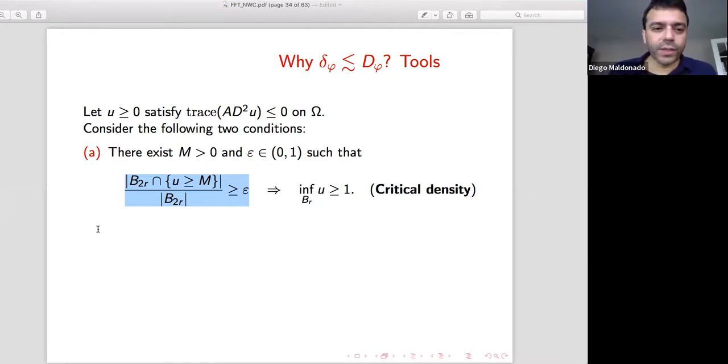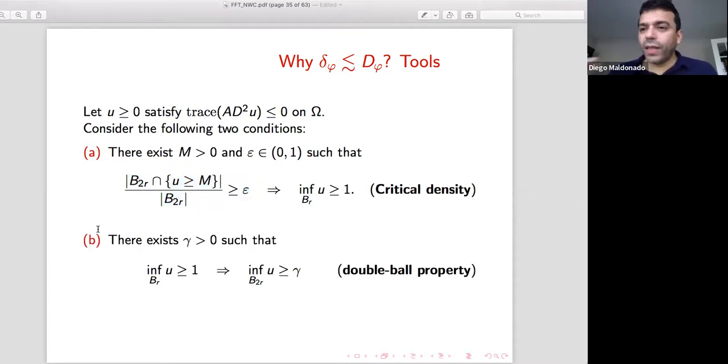I'll show you a picture in a second. And then the other condition is called the double ball property, that says that if u is bigger than 1 in BR, then it's bigger than some gamma in twice the ball, so that the function cannot drop to 0 so suddenly. So if you go from BR to B2R, and you were above 1, then you remain above some gamma. So these are the two properties that completely characterize the Harnack inequality.